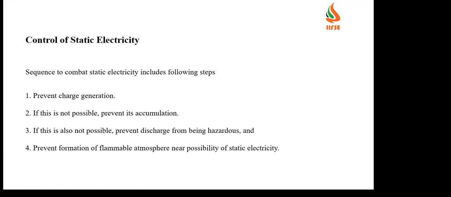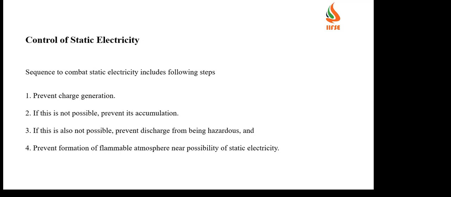If you see some of the control measures, how we can do it is to prevent the charge generation, because as we see, first it gets generated, then it gets accumulated, then it goes into discharge. So the control measures should also be in the same flow. First we have to prevent the generation. If this is not possible, then we have to prevent the accumulation. So when it gets generated, it should get automatically discharged. For example, as we've seen in the video, we use anti-static shoes, anti-static flooring, or anti-static clothing.